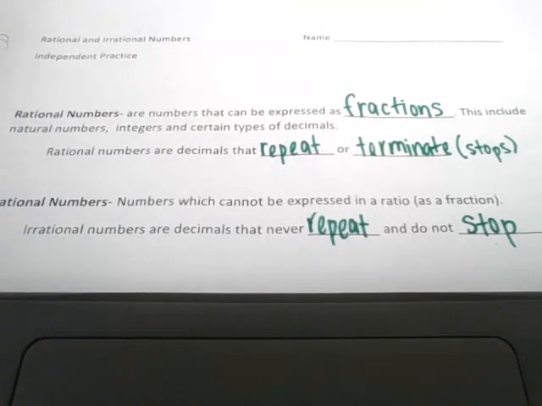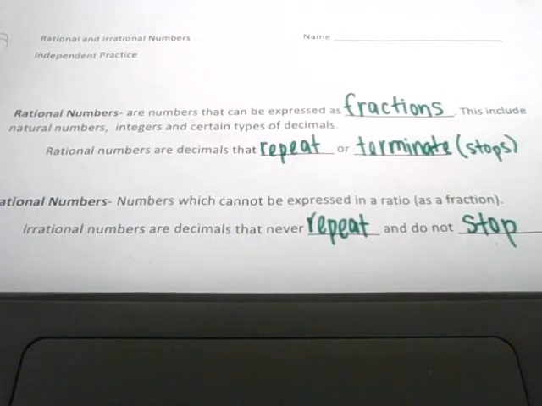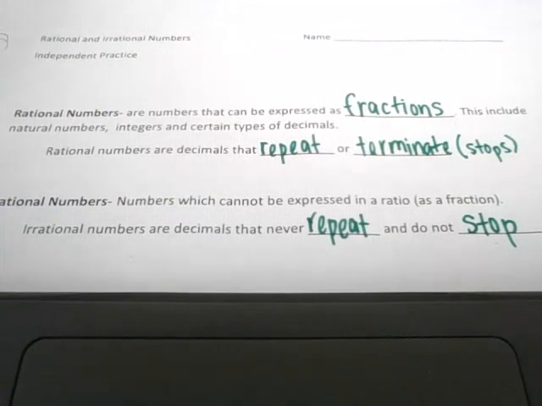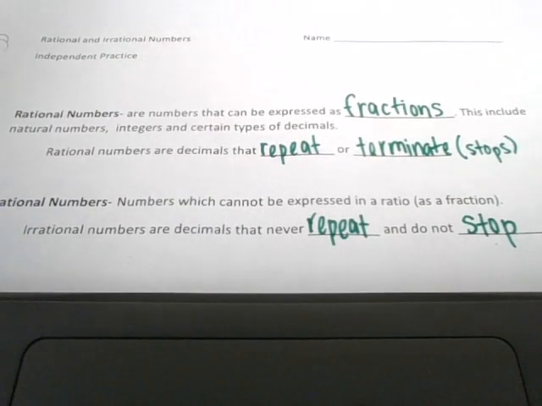I always tell my students the easiest way to figure out if numbers are rational or irrational is first figure out if it's irrational. Is it a decimal that never repeats and does not stop? If it is, it's irrational. If it's not, then it has to be a rational number. Okay.